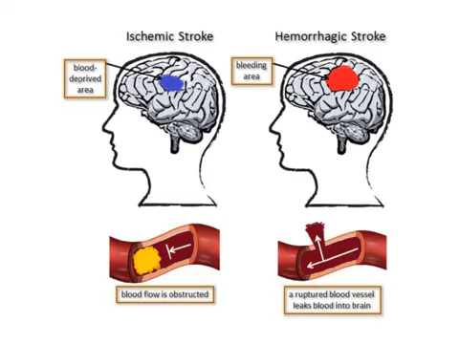So in our ischemic stroke, we have our clot area there on the left. Something blocked that blood vessel and the blood flow is obstructed, so blood flow is deprived to whatever area that clot is in. Versus hemorrhagic, think of hemorrhage, bleed, which is a bleeding area. A ruptured blood vessel leaks into the brain and wreaks some havoc.